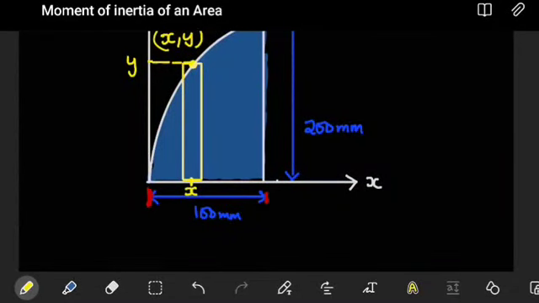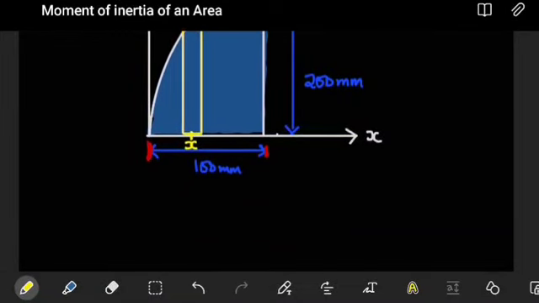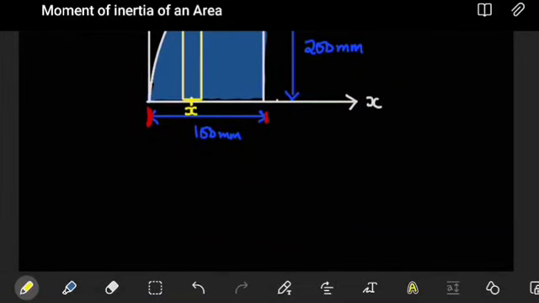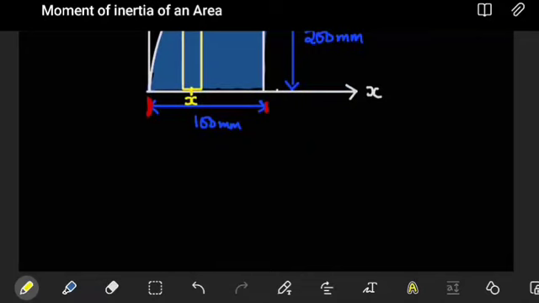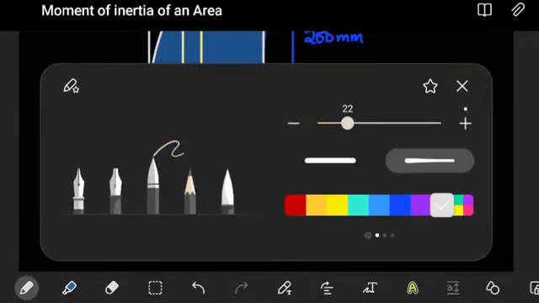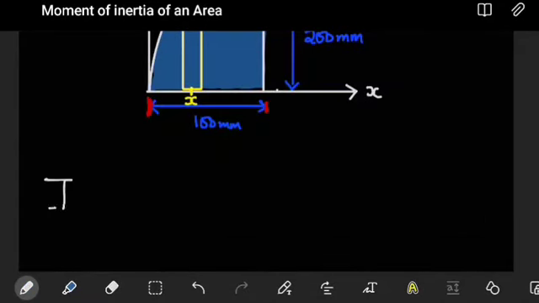Now how does it work here? So to determine the moment of inertia about the x-axis here, it's a little bit tricky. You see, in that evaluation of the moment of inertia about the x-axis, where we have the integral of the distance squared multiplying dA.